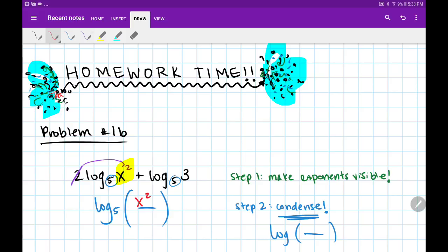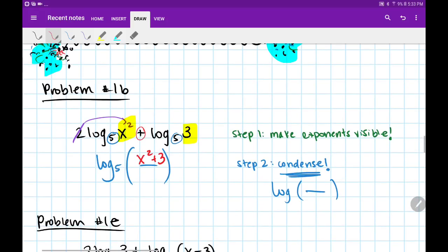And then look at the 3. 3 is also going to be in the numerator because it's a plus sign in front. So, like that. Hold on a second. I just made a huge mistake. See if you can catch it. Let me rewrite this. So we didn't end up having anything in the denominator, right? So I'm just going to rewrite this as x squared plus 3.